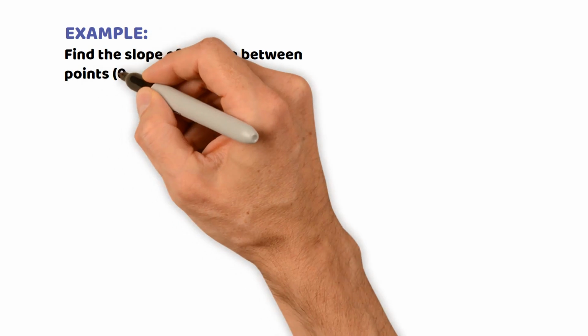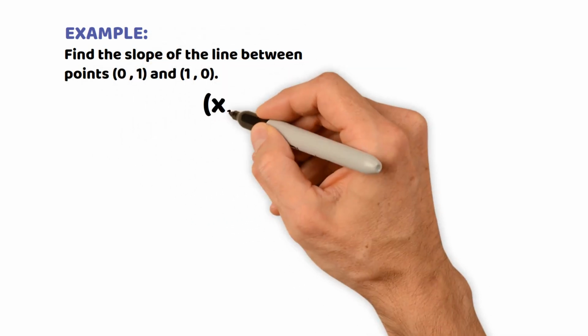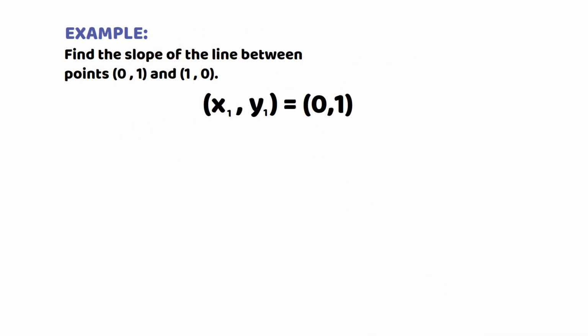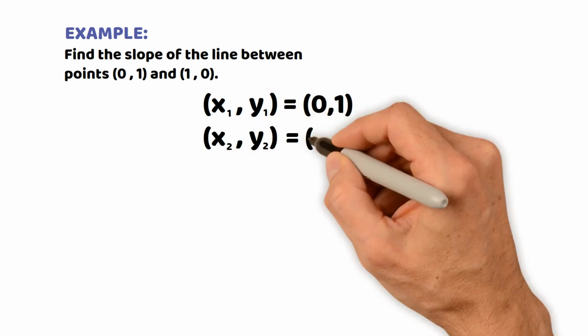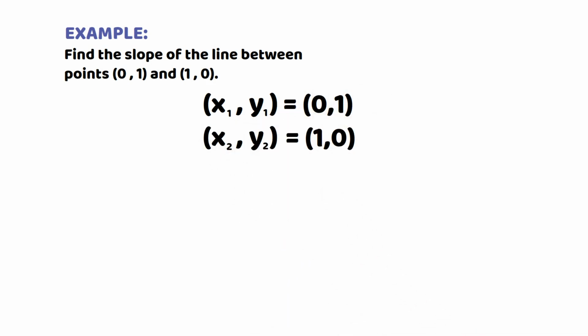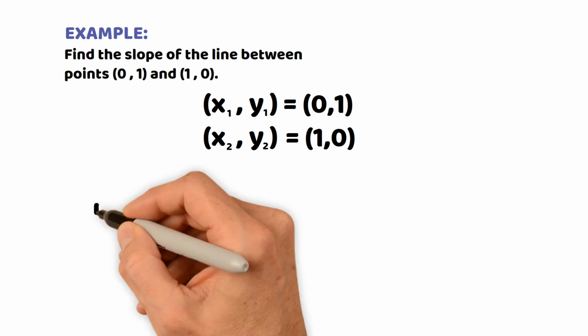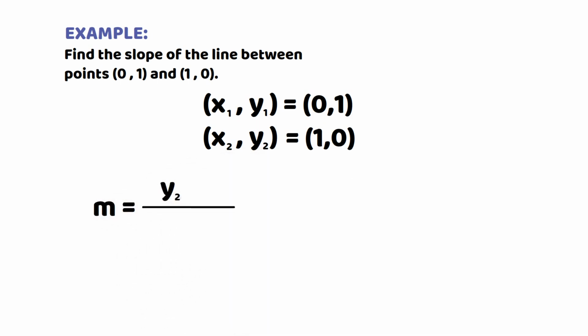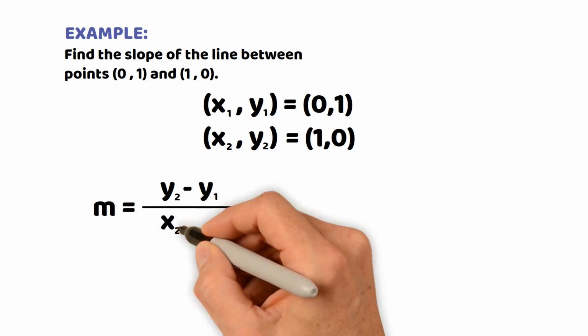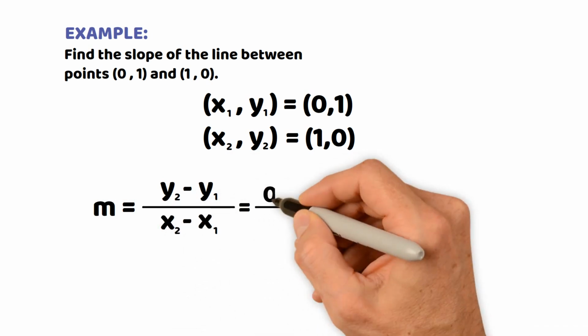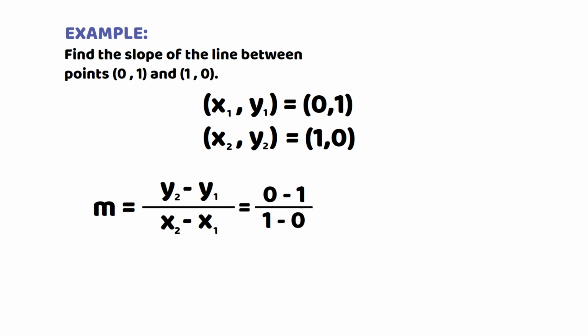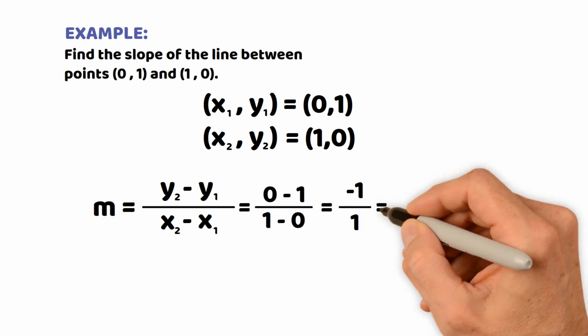Let's take another example. Find the slope of the line between (0, 1) and (1, 0). Let's say that x1, y1 is (0, 1), and x2, y2 is (1, 0). The order in which we call the first and second point is not important. What's important is that after we pick an order, we stick to that order in applying the slope formula. The slope is given by m equals y2 minus y1 divided by x2 minus x1, like above, which equals 0 minus 1 divided by 1 minus 0, or negative 1 divided by 1, which equals negative 1.